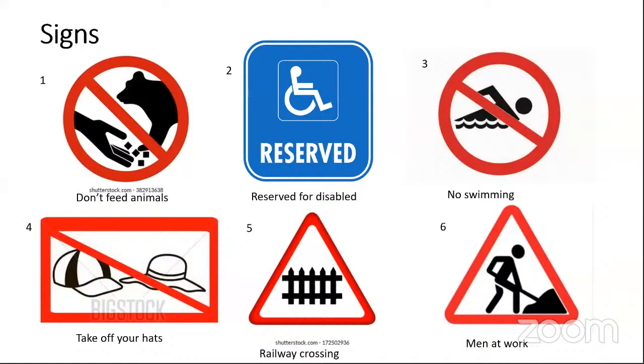Men at work. So my dear children, take out your pens and books and write the 6 signs. You can also draw the signs. 6 signs are there. Take your pen and draw or write. Put number 1 and draw or write. Put number 2. Also you have to draw 6 signs. The next activity is based on these signs. So you have to remember or just write these signs.